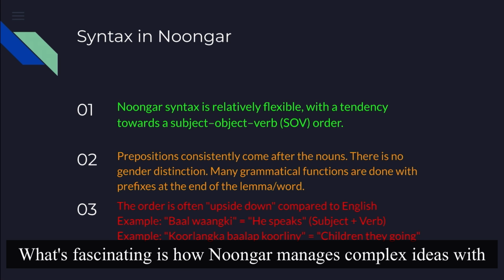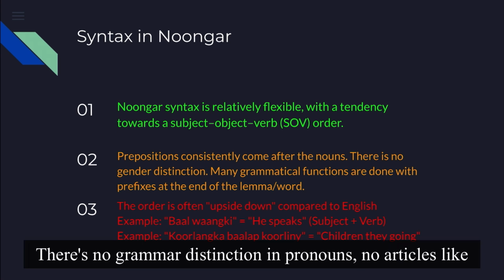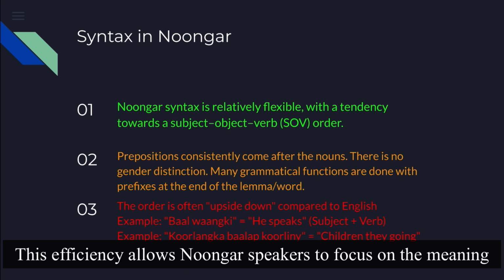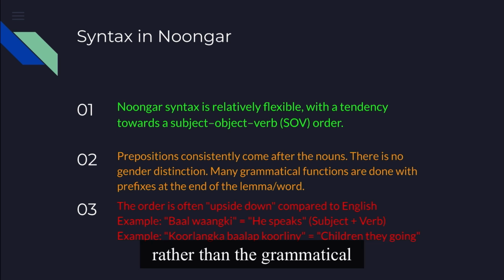What's fascinating is how Noongar manages complex ideas with minimal grammatical fuss. There's no grammar distinction in pronouns, no articles like the, a, or an, and there's no need for a verb like to be in the present tense. This efficiency allows Noongar speakers to focus on the meaning rather than the grammatical rules.